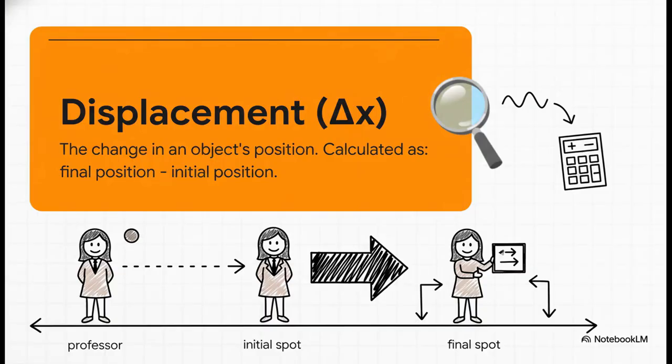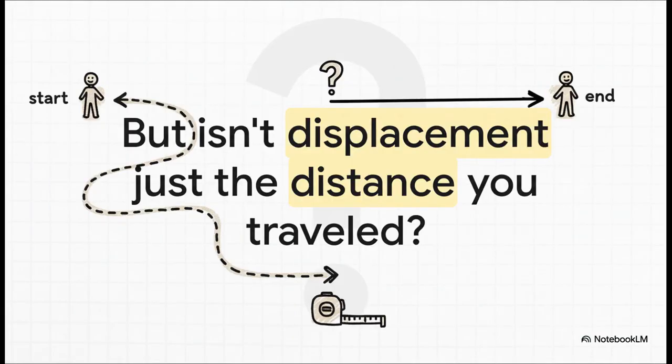Now, when her position changes, we give that change a special name, displacement. See, it's not a single location, it's the difference between where she ended and where she began. The calculation is super simple. You just take the final position and subtract the initial position. So for her, that's 3.5 minus 1.5, which gives us a displacement of positive 2 meters.